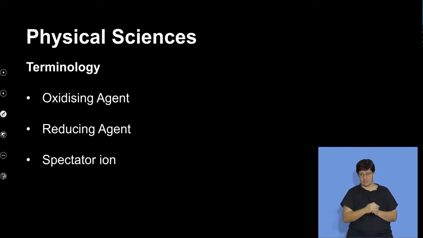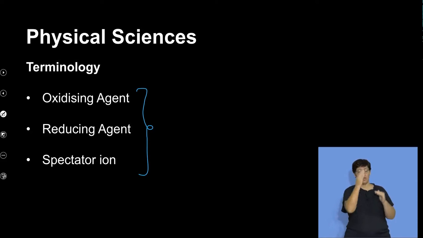Okay, and then the key terms, again, we talk about substances. These substances are your oxidizing agent, your reducing agent, your spectator ions. So your oxidizing agent undergoes a process of reduction, while a reducing agent undergoes a process of oxidation.